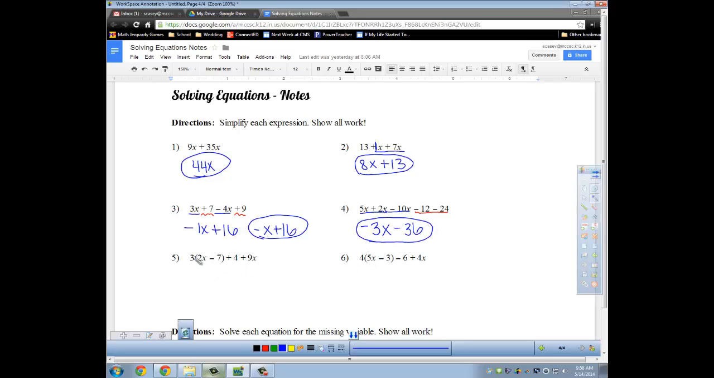Number 5, we have a little bit of distributive property we need to do first, so remember parentheses first. So 3 times 2x is 6x, minus 3 times 7 is 21. Then we got this plus 4 and this plus 9x all by itself. Don't multiply the 3 by it because that's not in parentheses. Next, combine your like terms, so 6x plus 9x is going to give us 15x. And negative 21 plus 4 is negative 17.